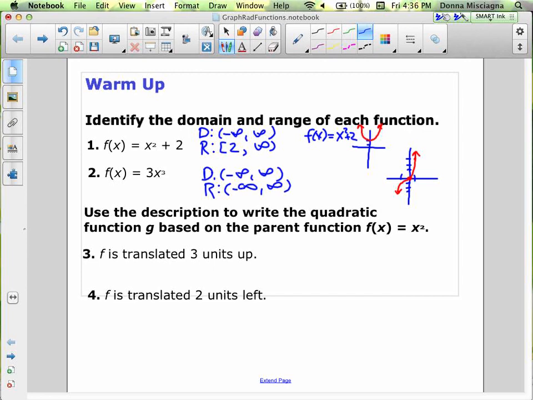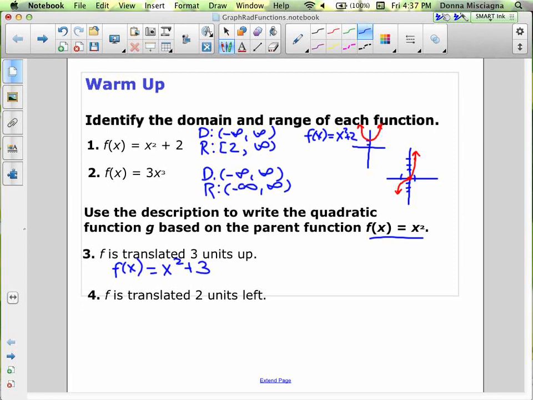Use the description to write the quadratic function g based on the parent function f of x equals x squared. So f is translated 3 units up. We just take our parent function, f of x equals x squared, and if we're translating vertically, if the function moves up, we add that value, and if the function moves down, we subtract that value to the whole equation. So that means that this would have been f of x equals x squared plus 3.